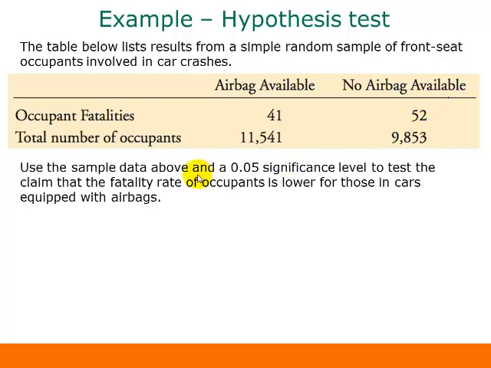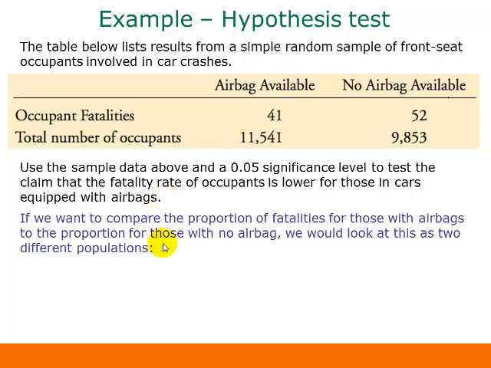So we're going to use the sample data and a 0.05 significance level to test the claim that the fatality rate of occupants is lower for those in cars equipped with airbags. Now this is one where if you saw this problem, you might have to think a little bit to realize that this was dealing with a proportion. When we're talking about the fatality rate, we're talking about the proportion of occupants out of the total that died. So we have our proportion of occupant fatalities is the same as our fatality rate.